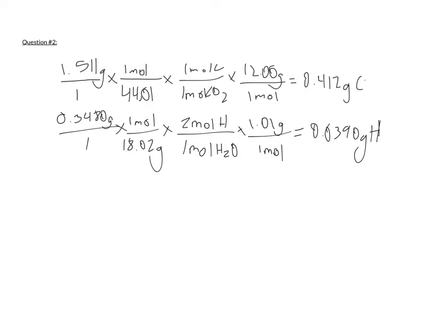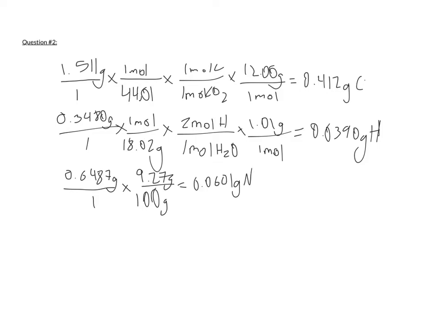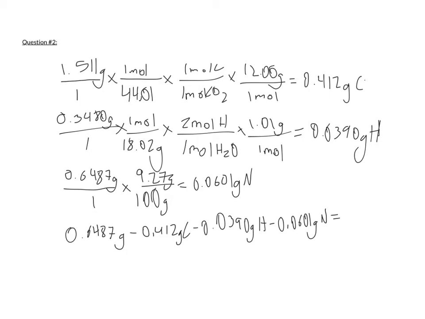To find the grams of N, we know the percent by mass of N, so all we have to do is take the mass of the compound and multiply that by 9.27 grams of N over 100 grams, because that is 9.27%, and that gives us our grams of N. And then to find the grams of O, we will take our mass of the entire compound and subtract the grams of carbon, the grams of hydrogen, and the grams of nitrogen, and that's how we will get our grams of O, or oxygen.